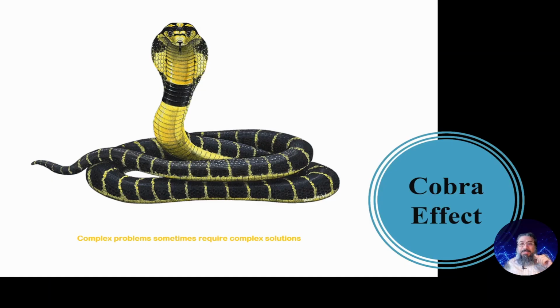So what happened as a result of that simple solution they came up with? The population of cobra increased in India. So the moral of this story is that simple solutions are not always the best solutions. If you're dealing with complicated problems or simple problems, yes, the more simple the solution is, we can call it elegant.